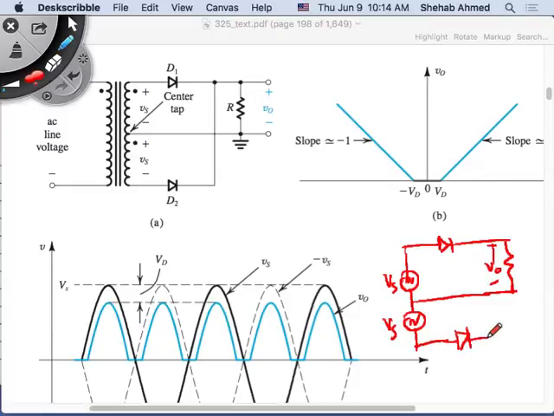So, I'll show you what I'm doing here. Okay. In the positive half cycle, what's happening? In the positive half cycle, this voltage is positive, right? I have positive voltage. This is positive voltage, right? If it's positive voltage, this diode will not conduct.